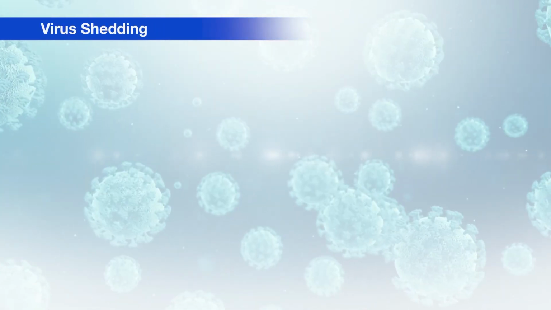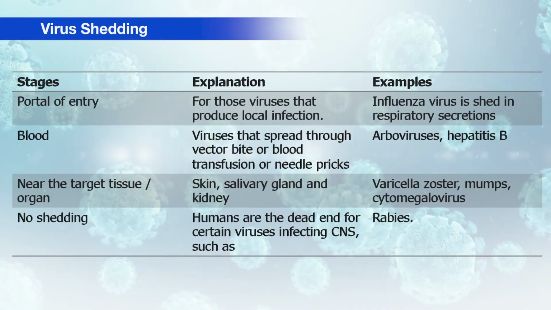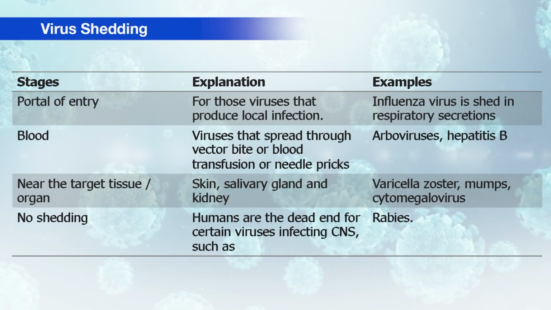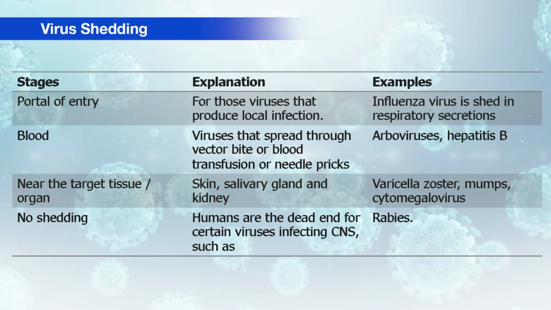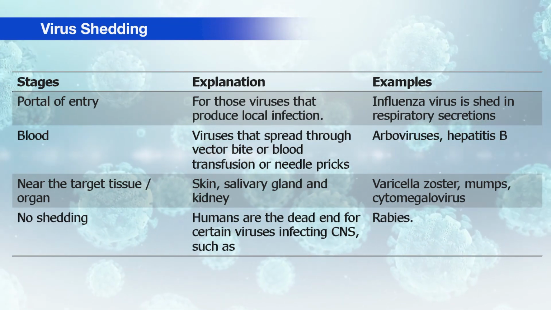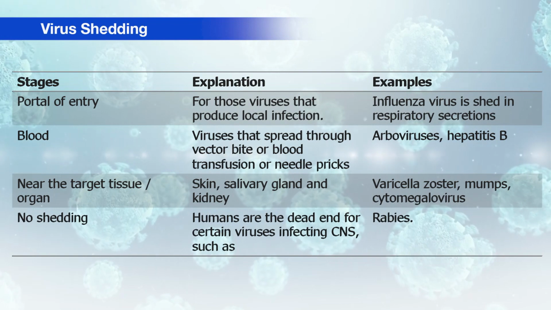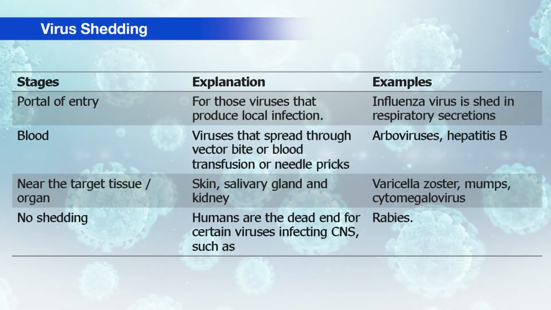Virus shedding is seen in certain viruses. Now, it could be either at the portal of entry, through blood, through an area nearby the target tissue organ, or no shedding at all. At the portal of entry, due to local infection, like you can see in influenza virus, the virus could be shed through respiratory secretions.